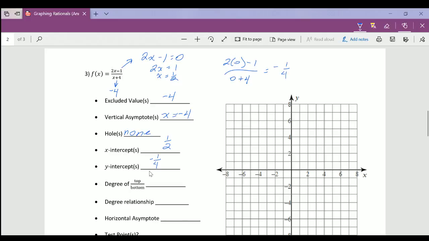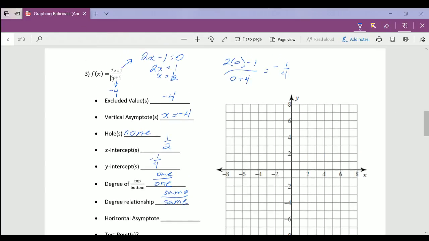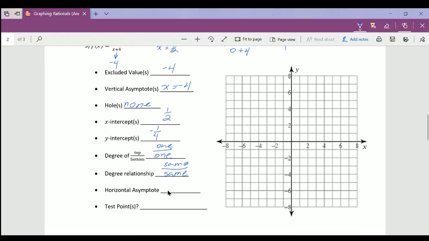Okay. All right. They're both linear, so the degree of the top is 1. The degree of the bottom is also 1, which means they're the same over the same. When it is the same, top and bottom, we still use the leading coefficients. Okay, this time, leading coefficient here is 1, but here it is 2. So we're going to end up with y equals 2 over 1, or just 2.